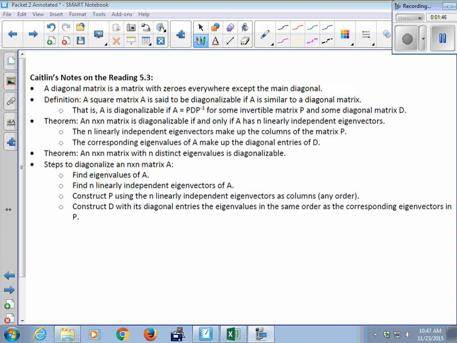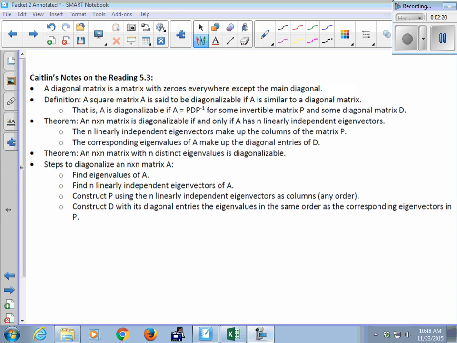So if an n by n matrix has n distinct eigenvalues, then it definitely has n linearly independent eigenvectors, so it will be diagonalizable. And here are the steps to diagonalize a matrix. You have to find its eigenvalues, find the corresponding eigenvectors to each eigenvalue, construct P using the eigenvectors as the columns, and D with the diagonal entries as the eigenvalues in the same order, right? So make sure the eigenvalues and eigenvectors correspond.